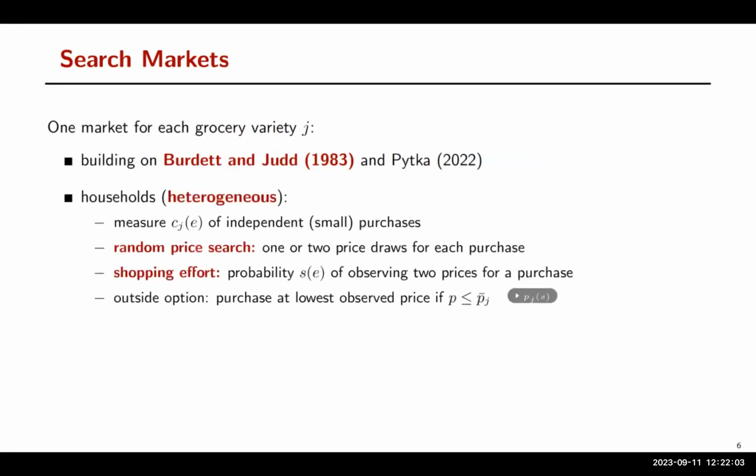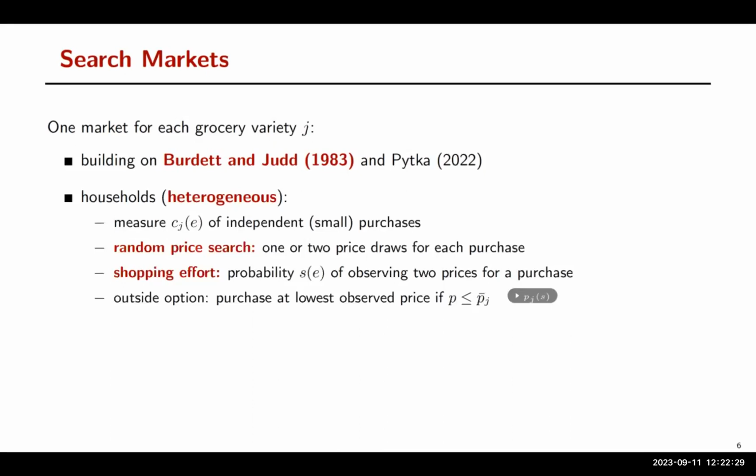Households in this market, and I'm going to index their choices here by their expenditure, because all the relevant choices, consumption and search effort, are determined in the second stage of the household problem, conditional on how much households spend. So a household with expenditure level E is going to buy a quantity Cj of variety J. And the household is going to split this total quantity into a continuum of independent purchases, okay?